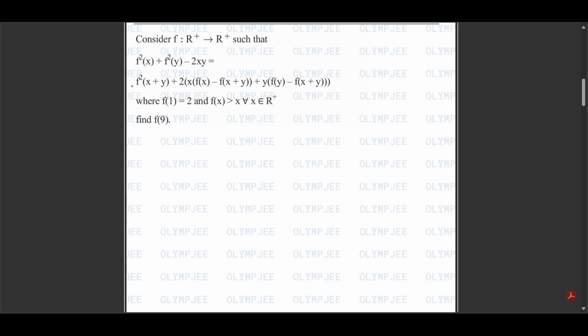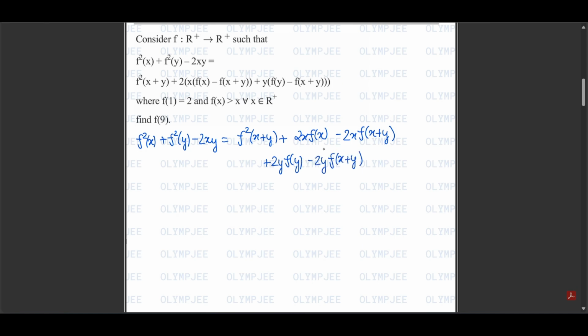So first of all, we need to realize that there is a bracket here. So let us first expand this. So f²(x) + f²(y) - 2xy is equal to f²(x+y) + 2x f(x) - 2x f(x+y) + 2y f(y) - 2y f(x+y). Right, this is what we have been given.